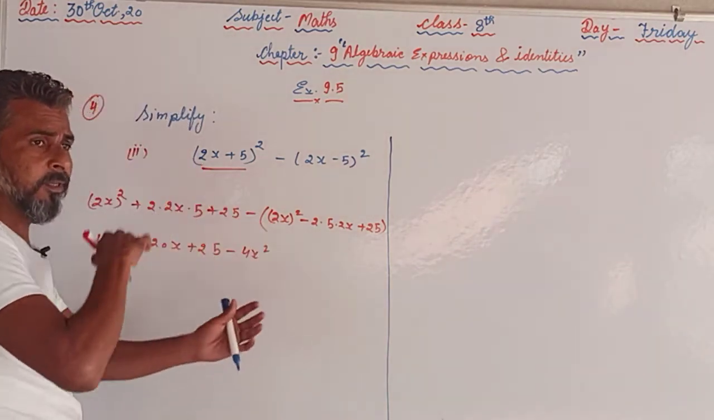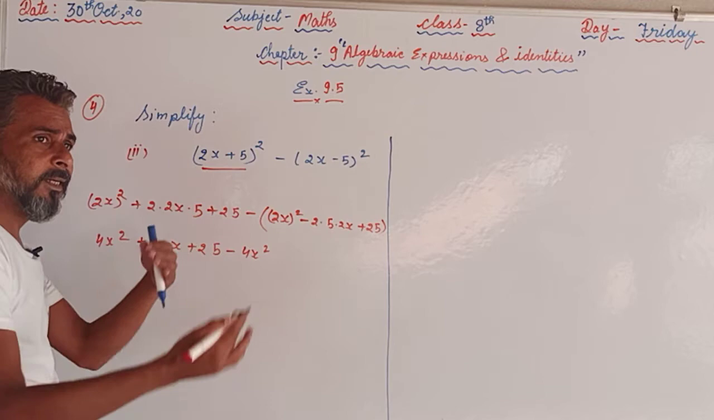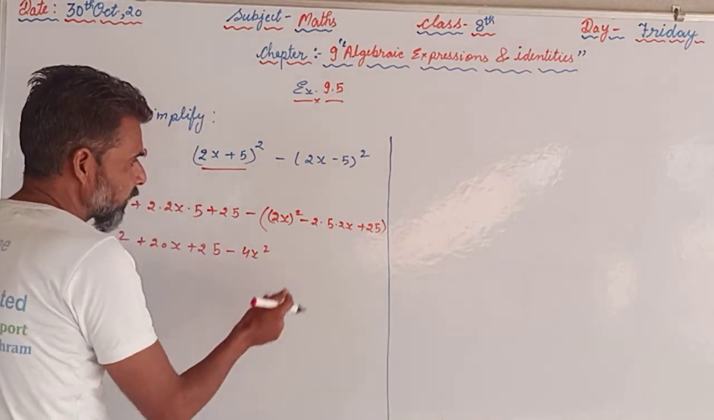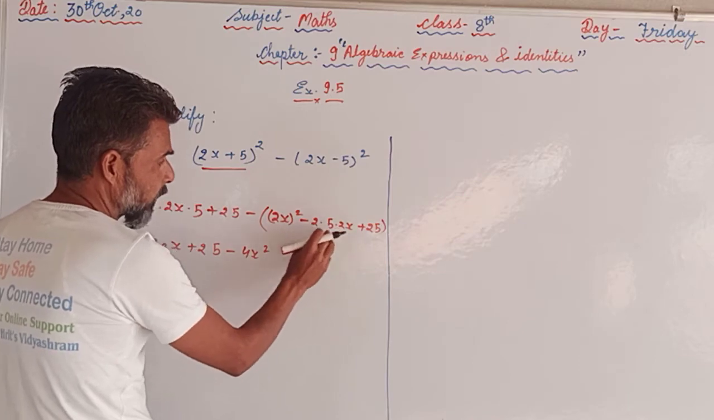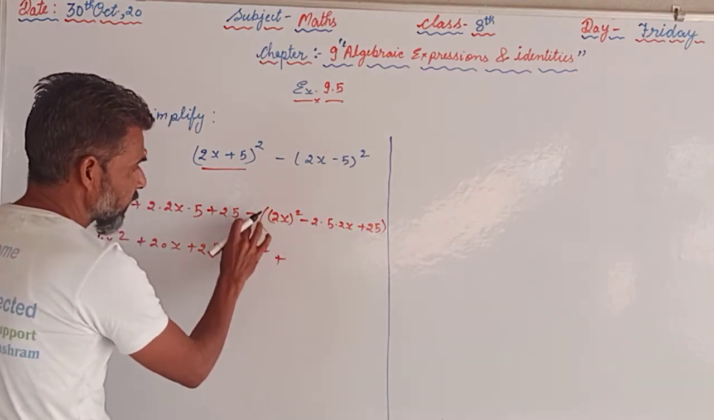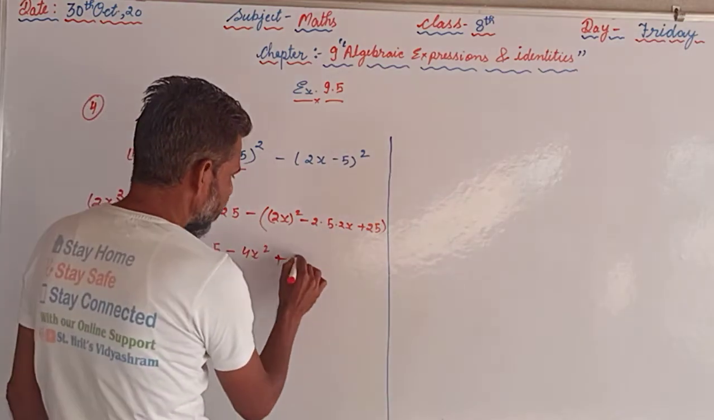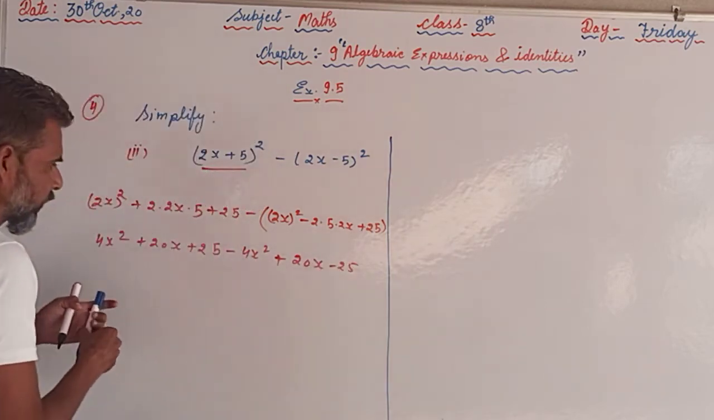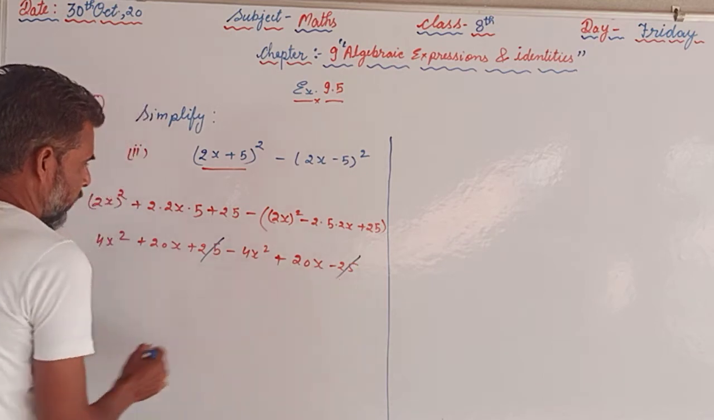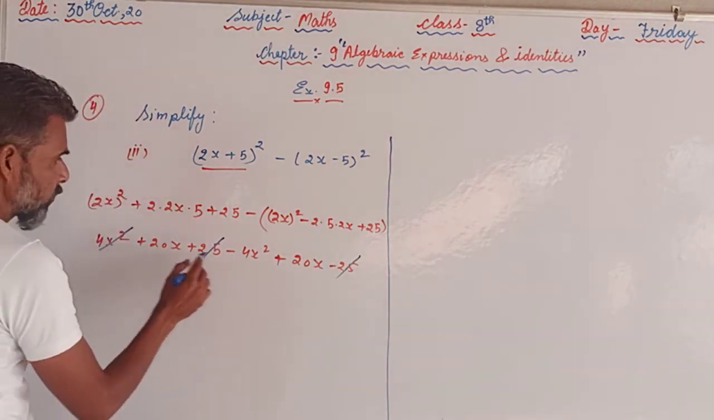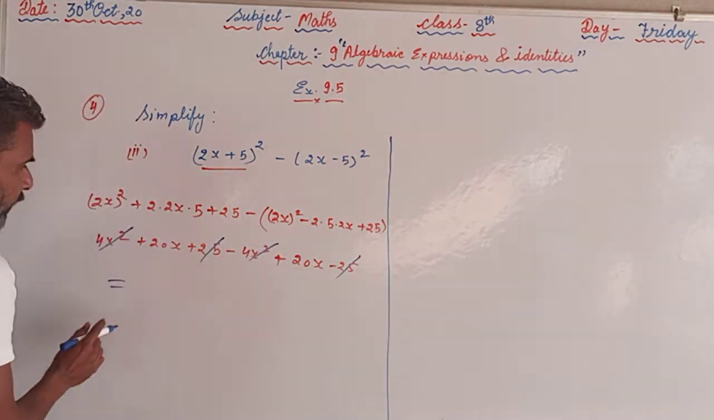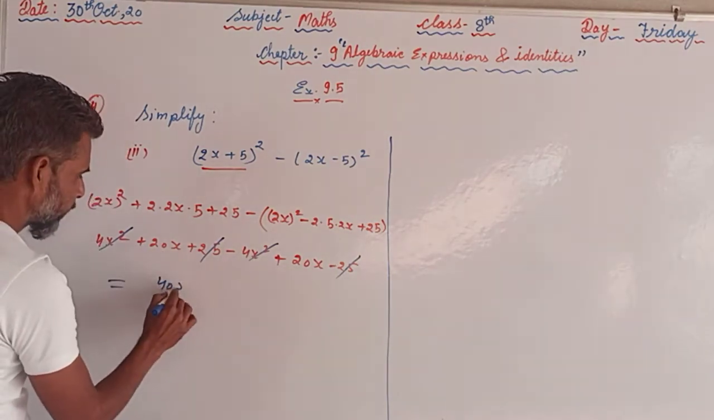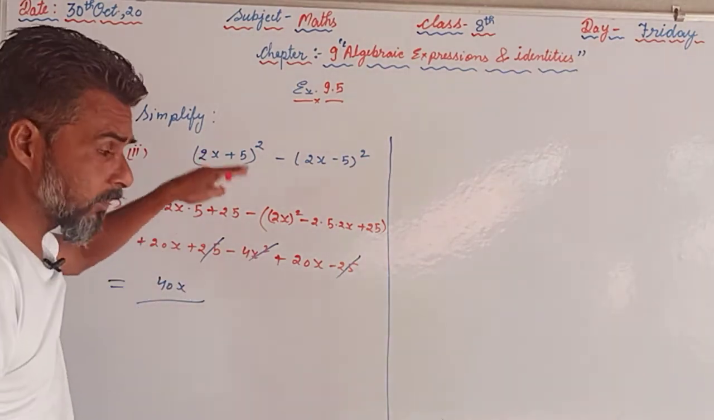The minus sign before the bracket will change all the inner signs. The negative will become positive and the positive will become negative. So here 5 into 2 is 10, 10 into 2 is 20, that is minus, and this minus will make it plus 20x and minus 25. So here 25 is cancelled out and 4x square is also cancelled out. The remaining is only 20x plus 20x, that is 40x. That is the answer. That is one method.